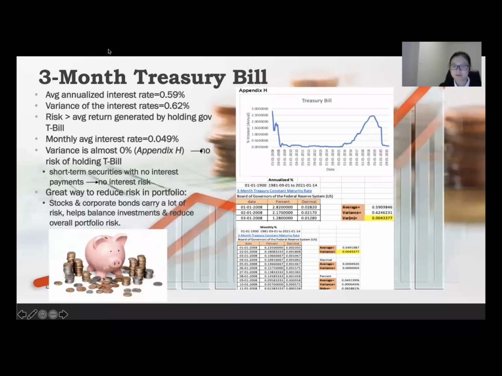Now we are going to talk about the 3-month Treasury bill. The average annualized interest rate for the 3-month Treasury bill is 0.59%, and the variance of the interest rates is 0.62%. This indicates that the risk is greater than the average return generated by holding a government T-bill. The monthly average interest rate, however, is 0.049%, and the variance is almost 0%, according to Appendix H.